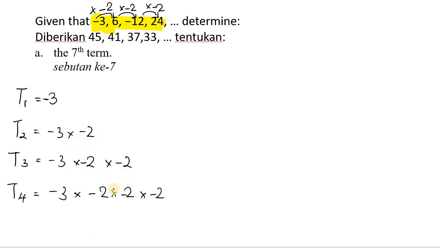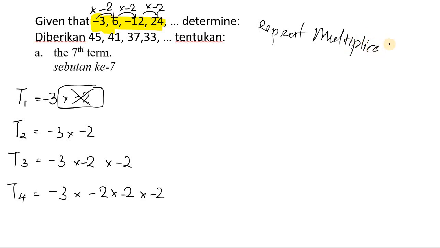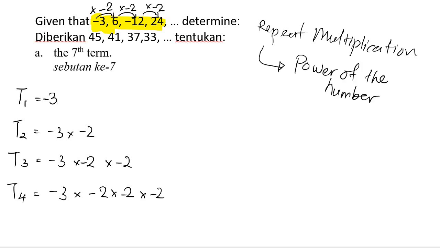So you see the number of repeats is actually related to the number of the term, isn't it? So the first one will not repeat, will not be multiplied. This one does not exist, so that means multiply with 0 times. And repeated multiplication actually refers to the power of a number. So I repeat, the repeated multiplication actually refers to the power of the number.